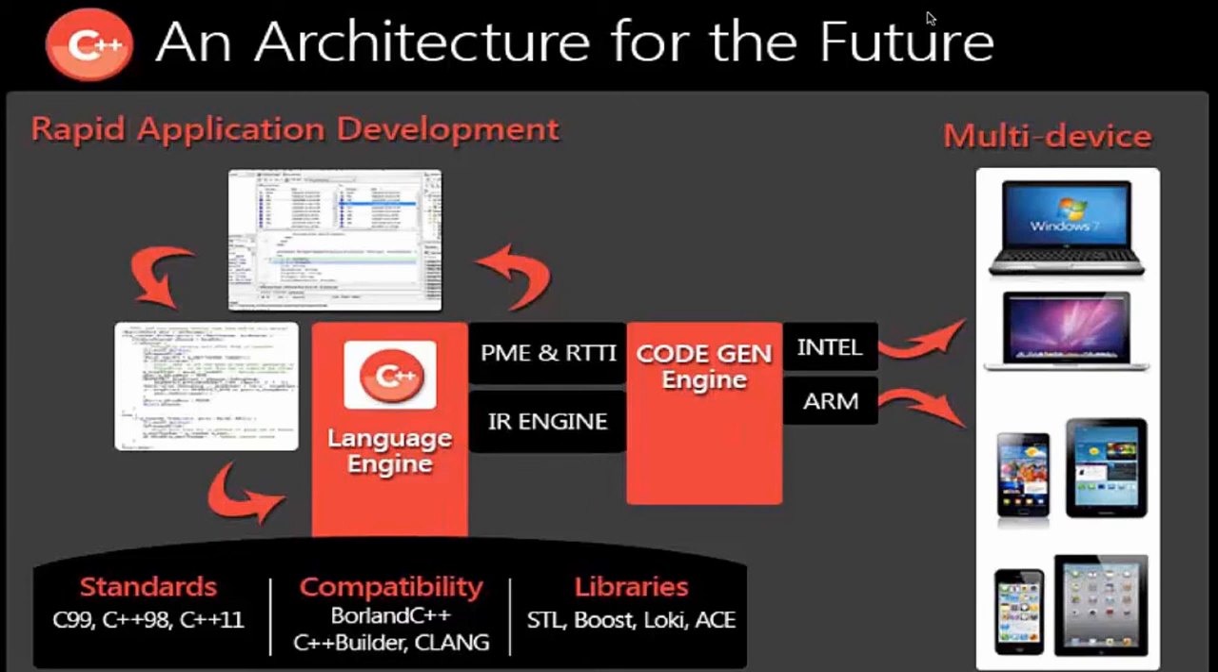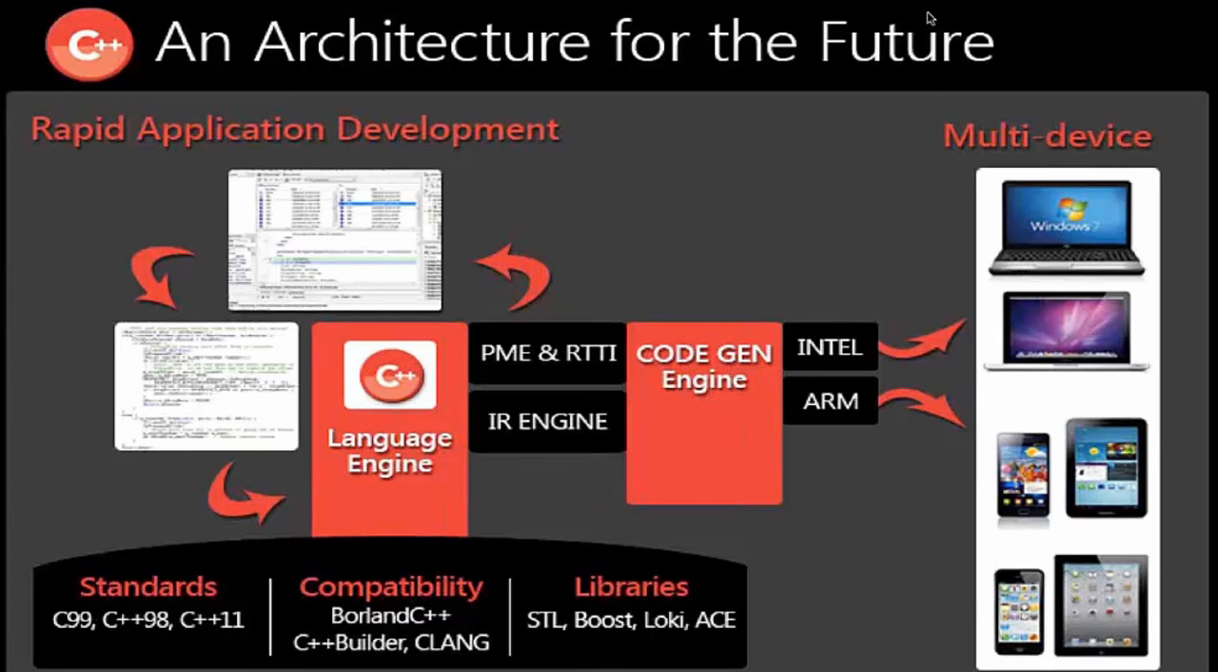Before we get into the demonstration, I want to talk a little bit about this architecture that is based on this highly compliant Clang front end. This is what we call the language engine. Embarcadero is utilizing the Clang front end and bringing to it the secret sauce that makes C++Builder really shine. In particular, that's delivered with a couple of key language features and support that's added to this front end.